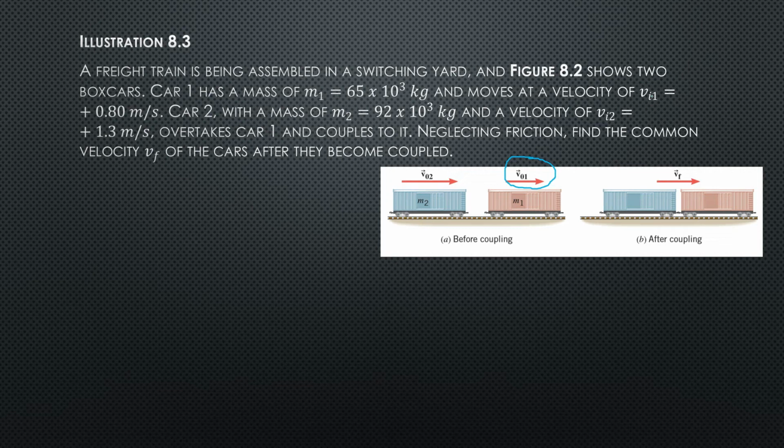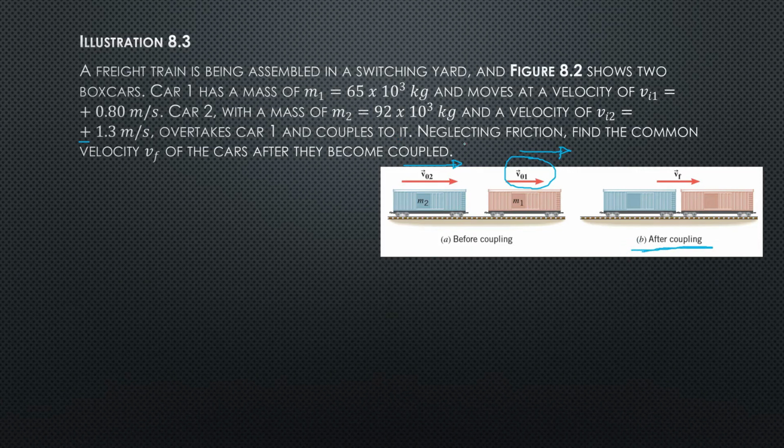So mass 1 is 65 kilograms and its initial velocity is positive 0.8, moving to the right. Then car 2 with a mass of 92,000 kilograms and an initial velocity of positive 1.3 meters per second, in a similar direction, that is to the right, so that takes us positive. It overtakes car 1 and couples to it as shown in figure B.